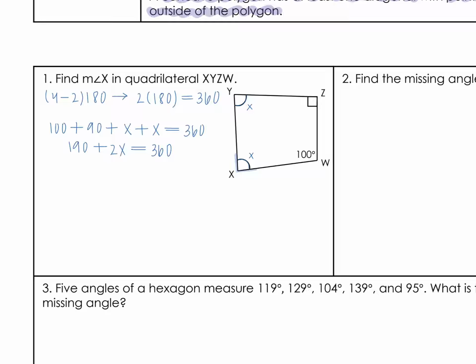When we subtract that 190 from both sides, we're going to be left with my 2x is going to be equal to 170. And therefore, dividing, we get that my x is going to be equal to 85. Okay, so the measure of angle X is equal to 85 degrees.